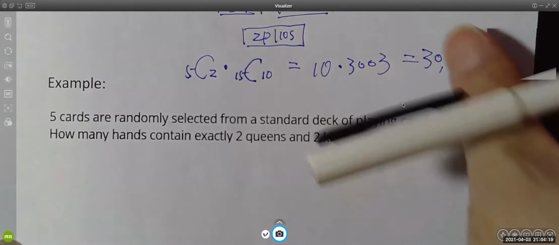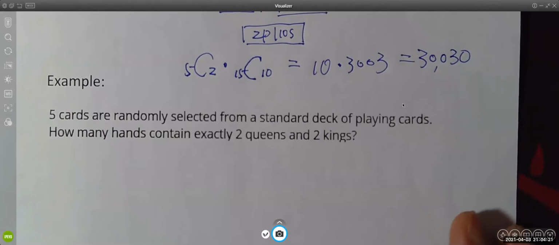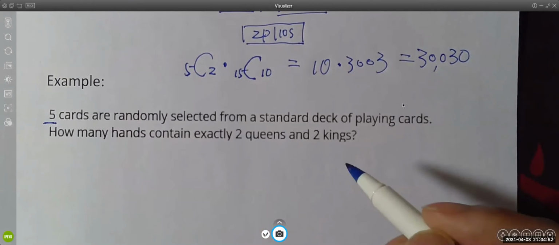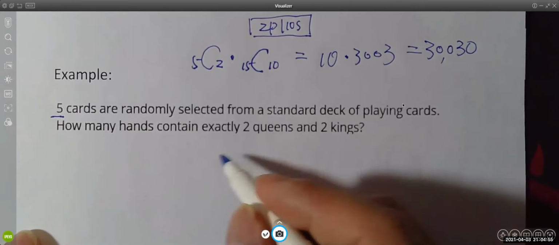Last one, cards again. Everybody pay attention to this one. This one is similar to your homework problem. I pulled this one out of your homework pool. So you may not see this one, but you will see a similar kind of problem. 5 cards are randomly selected from a standard deck of playing cards. How many hands contain exactly 2 queens and 2 kings? Don't forget you need 5 cards. This only accounts for 4 cards. You need 5.